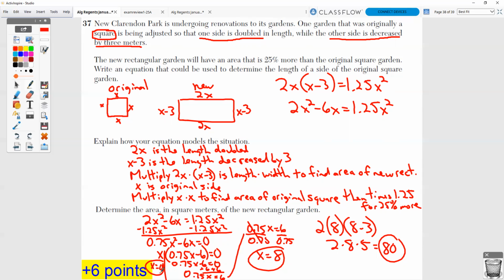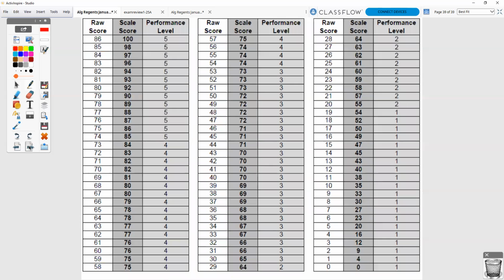You can't have a side of 0. So you're going to reject the 0, and it's just going to be the 8 that is the original side. Sub the 8 back in, and you have 2 times 8 times, in parentheses, 8 minus 3, because you're multiplying the two things together, and you get 80 as the new area. Here is your conversion chart. Hopefully you did well.